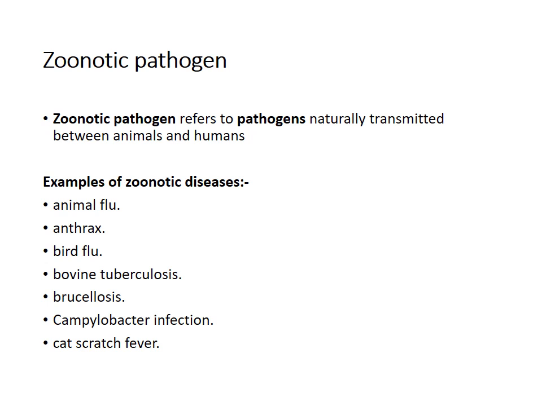What are zoonotic pathogens? Zoonotic pathogens refers to the pathogens naturally transmitted between animals and humans. A few examples are animal flu, anthrax, bird flu, bovine tuberculosis, cat scratch fever. These are some of the examples of zoonotic pathogens.